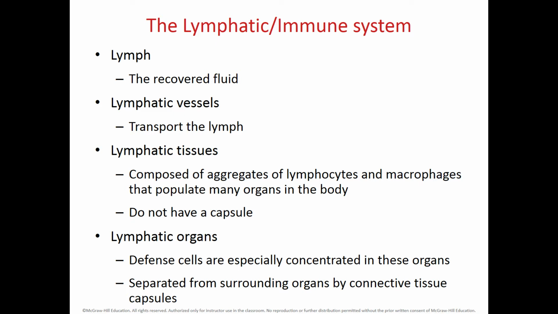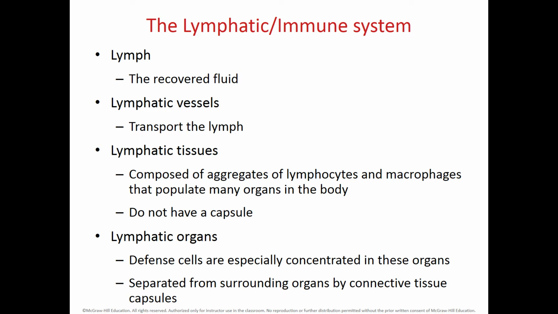The lymphatic tissues, as we said before, don't have a capsule, and there is this scattered tissue of the lymphatic system that has nodules or aggregates of lymphocytes and macrophages that help to protect many organs in the body. For instance, we have lymphatic tissues surrounding the stomach and also surrounding the intestinal cells.